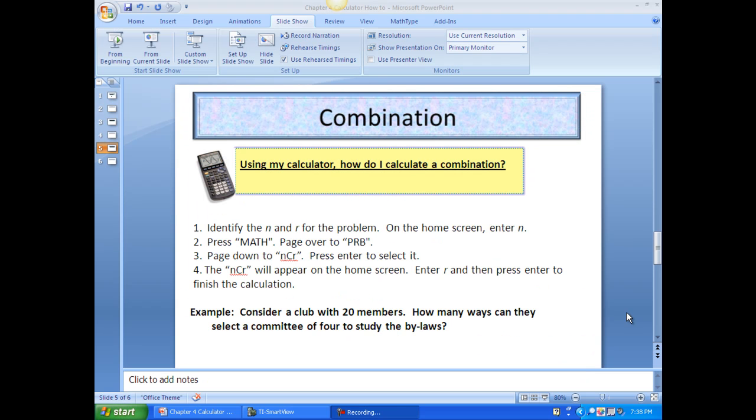We're going to look at finding combinations with our calculator, so we can identify n and r, n being the total number of things that we have to choose from, r being the number of things that we are choosing. So an example would be, consider a club with 20 members. How many ways can they select a committee of 4 to study the bylaws? So our n is 20, our r is 4.